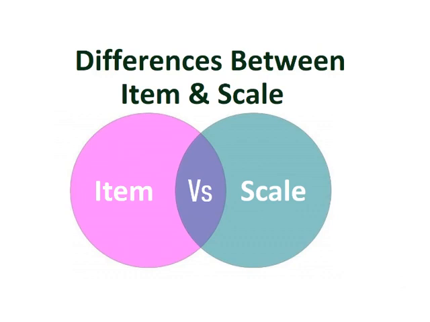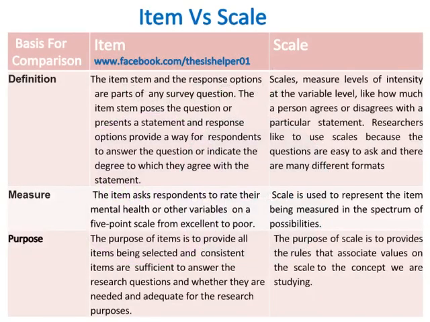Differences between item and scale. Item versus scale. The item stem and the response options are parts of any survey question. The item stem poses the question or presents a statement, and response options provide a way for respondents to answer the question or indicate the degree to which they agree with the statement.